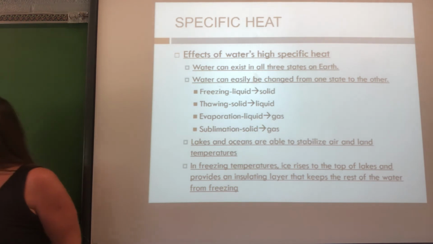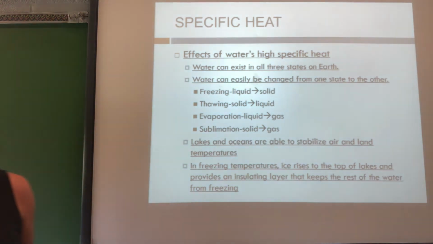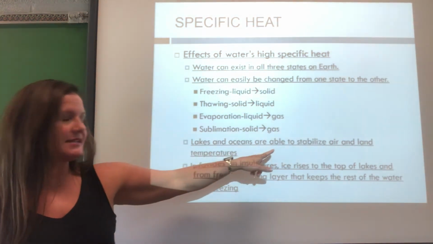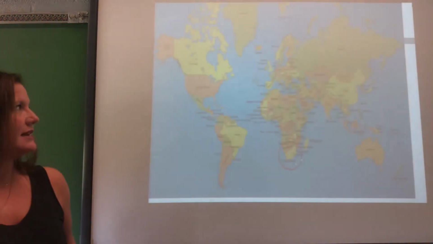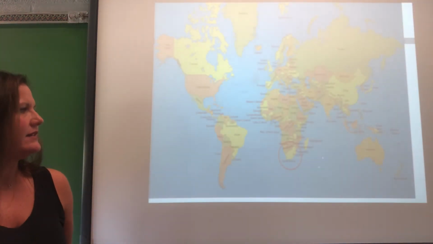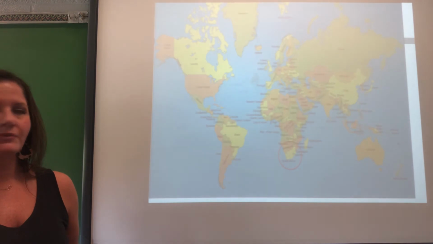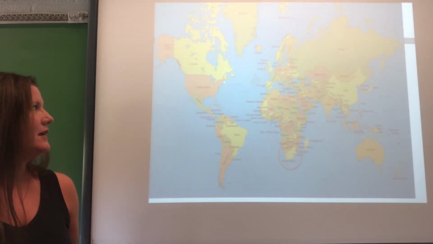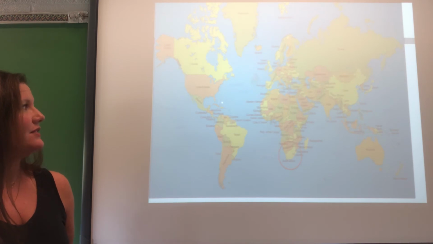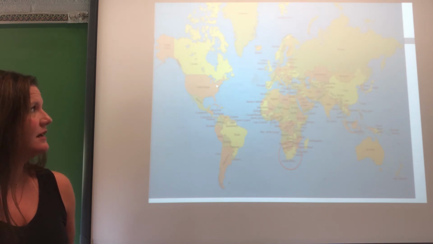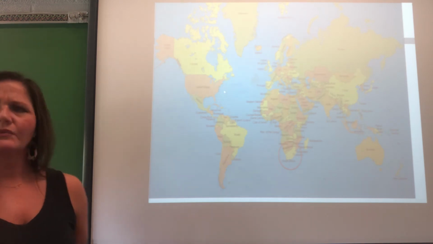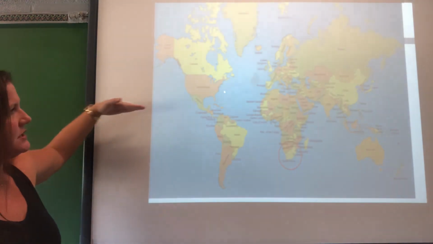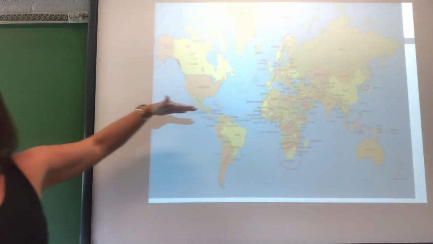So with water having a high specific heat, it's important because lakes and oceans are able to stabilize air temperature. I don't know why that's circled. It's just the map that I pulled up. So here's the map of the world. And when we're looking at this, you will notice that our temperature here, even though we're at the same, what are those lines called that go this direction? Is that latitude or longitude?